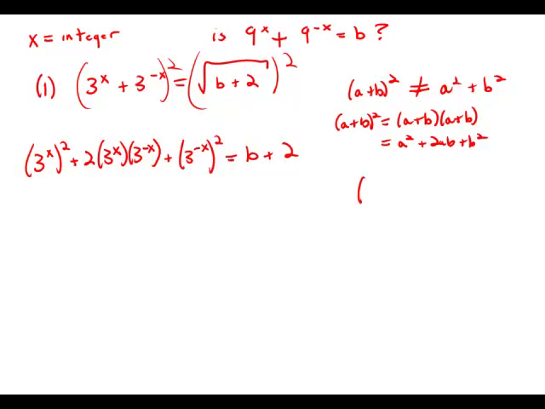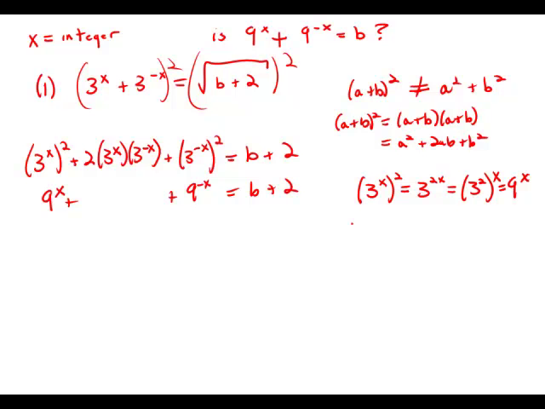So I will point out here on the side that 3 to the x, squared, the laws of exponents tell us that is just 3 to the 2x. And in turn, we could write that as 3 squared to the x, which is 9 to the x. So that first term is 9 to the x, and for similar reasons, the last term is 9 to the negative x.